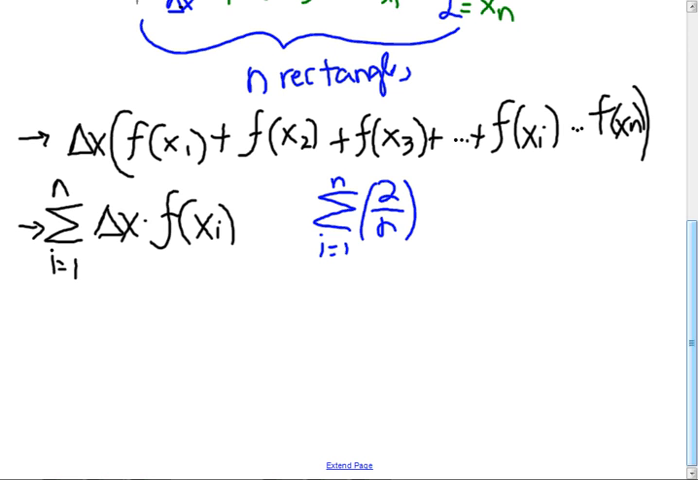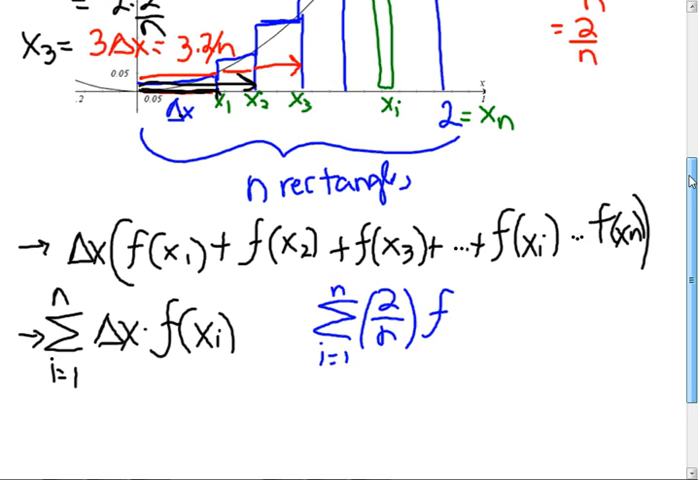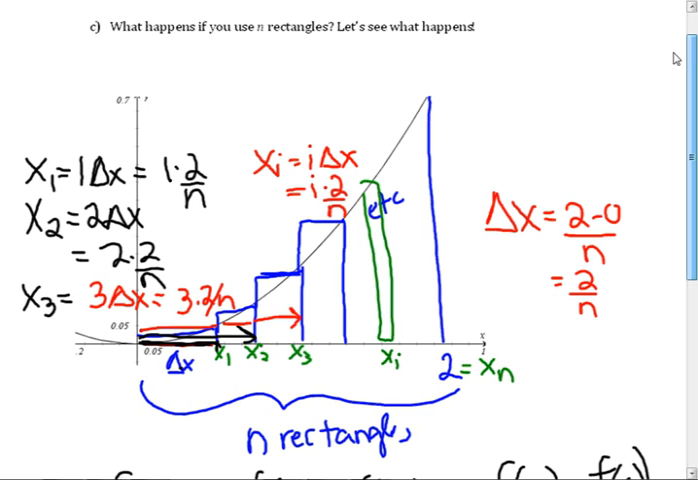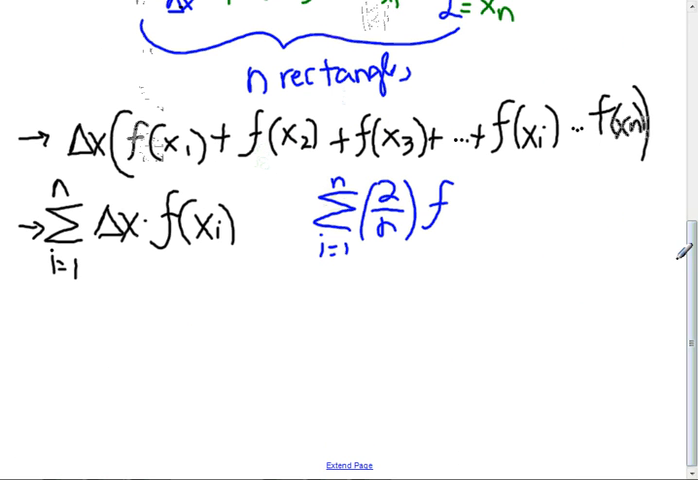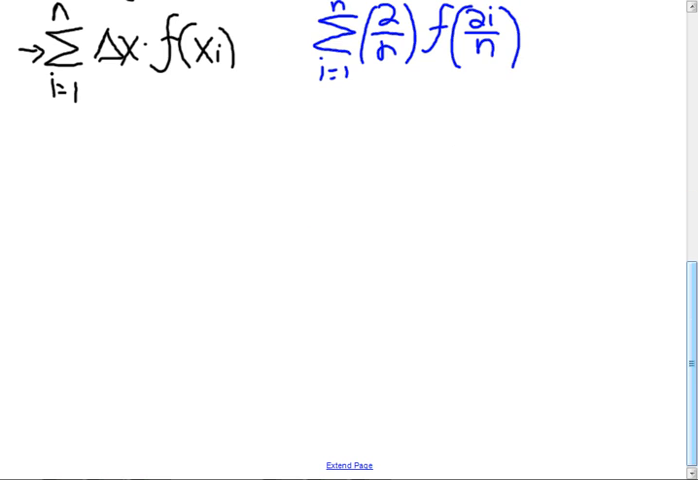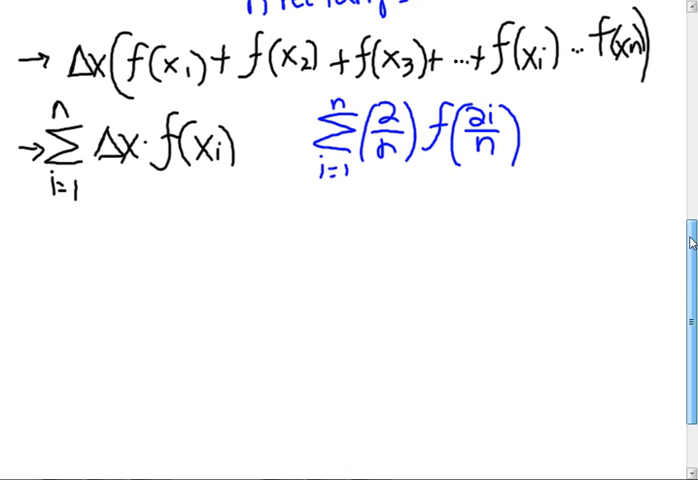So there's my base, and my height was f of x sub i. So it's f of, and my x sub i was, it's going to look weird, but it's 2i over n. Just a little more. In the old book, we spent days doing this with several functions, worked out by hand. I'm just showing it to you and then showing you what you have to do on the exam.